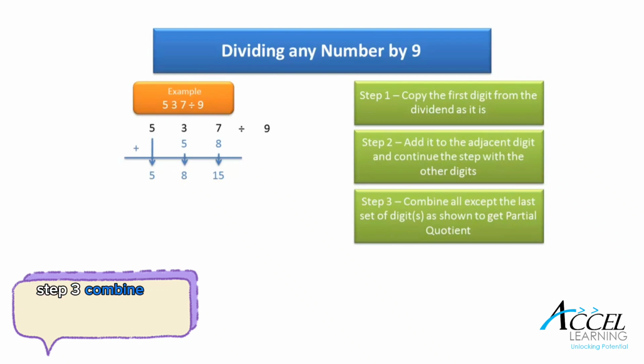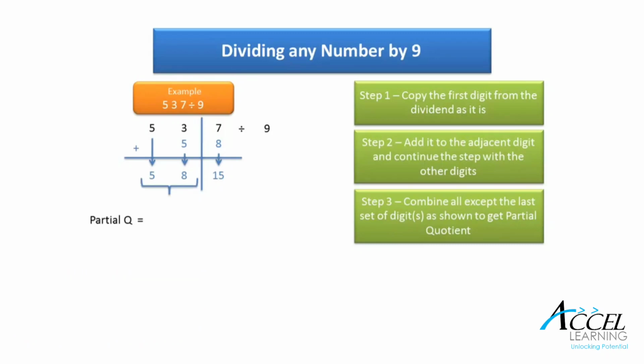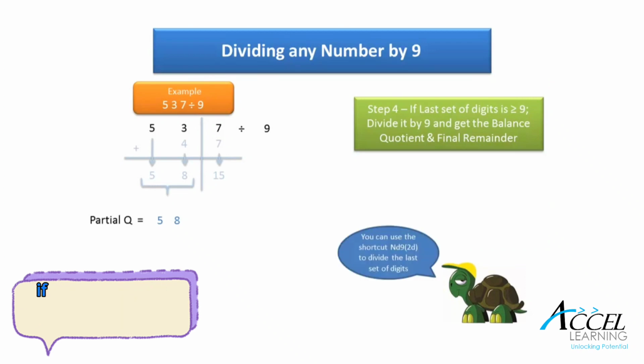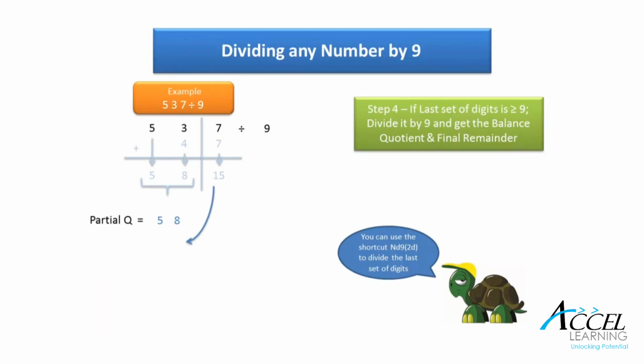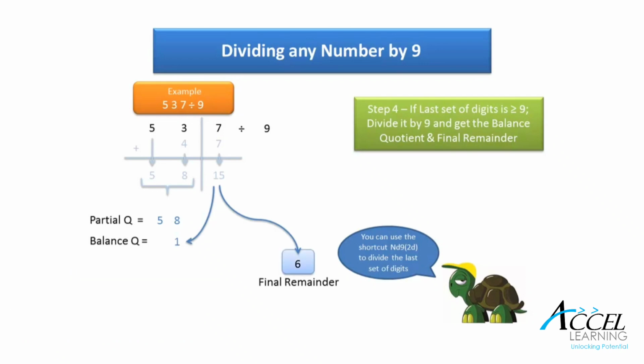Step 3. Combine all except the last set of digits as shown to get the partial quotient. Step 4. If the last set of digits is greater than or equal to 9, divide it by 9 and get the balanced quotient and final remainder. So we got 15 divided by 9 is equal to 1, remainder 6.